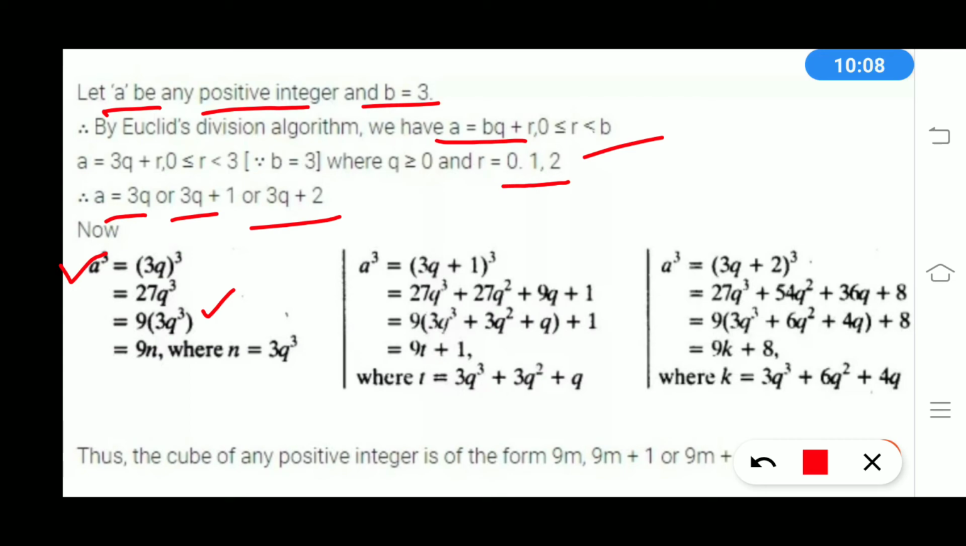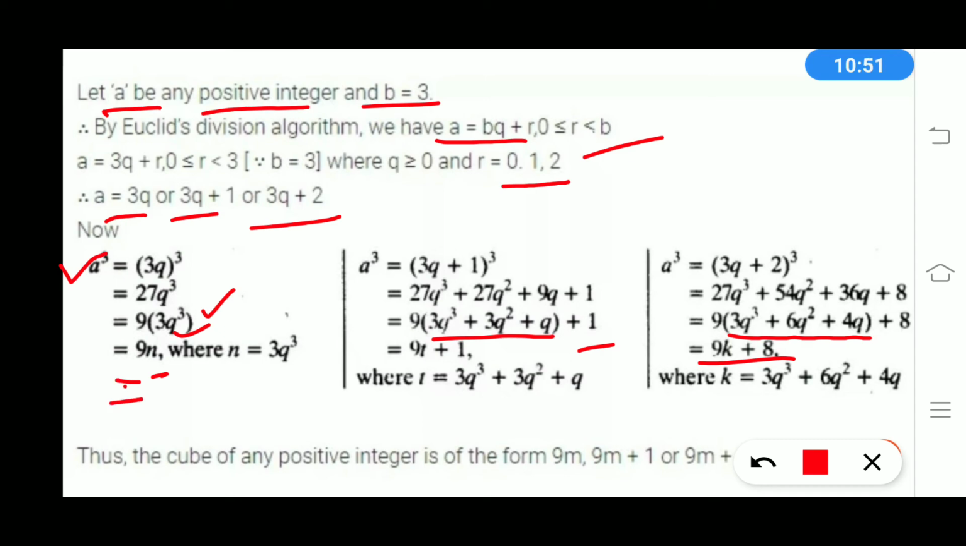Similarly, (3q plus 1) whole cube is 27q cube plus 27q square plus 9q plus 1. From the first three terms we take 9 common, and 1 remains, that means 9t plus 1, where t equals this. Here n equals 3q cube. Similarly, (3q plus 2) whole cube is 9k plus 8, where k equals 3q cube plus 6q square plus 4q.